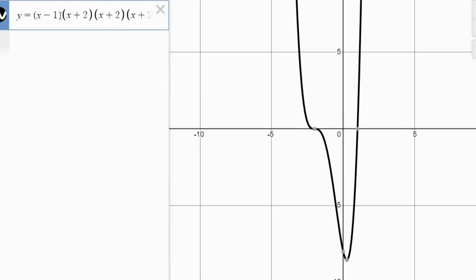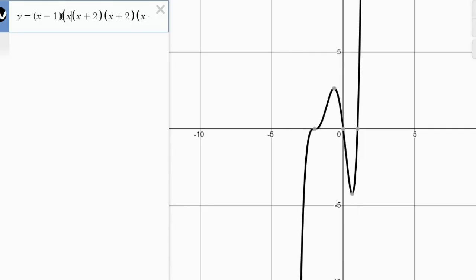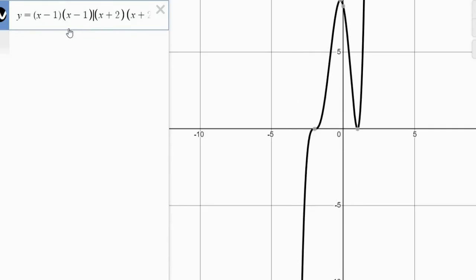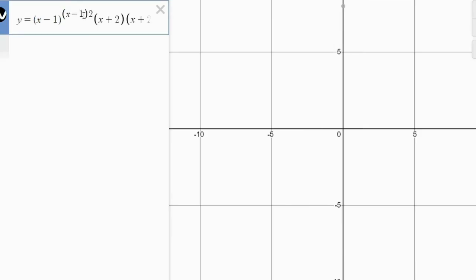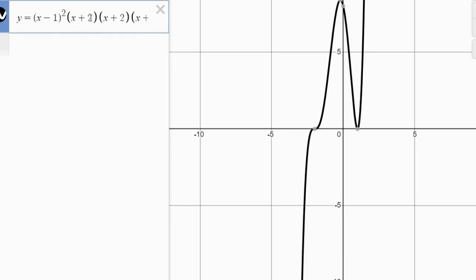If we change this to an x minus 1 times an x minus 1, see that's 2 solutions. I can also just do this: x minus 1 squared. And let's change this to be to the third power. So there's 3 solutions here and there's 2 solutions there. One of them bounces, one of them crosses, but kind of squiggly crosses.